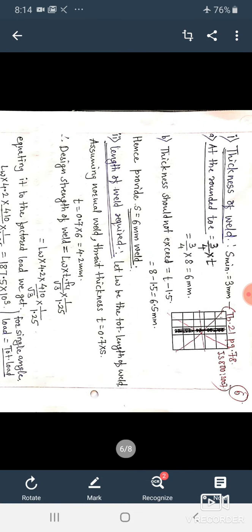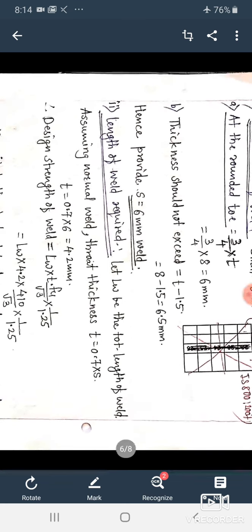So as I told you, the second step. Now here it is a welded connection, so we need to find out the length of weld required. In the bolted connection we calculated the number of bolts required. Here we will be calculating the length of weld required. Like in the bolted connection we calculated the strength of one bolt and then the number of bolts required, similarly here we will be calculating first the strength of weld and then we'll be equating it with the given load and then we will be calculating the length of weld required.